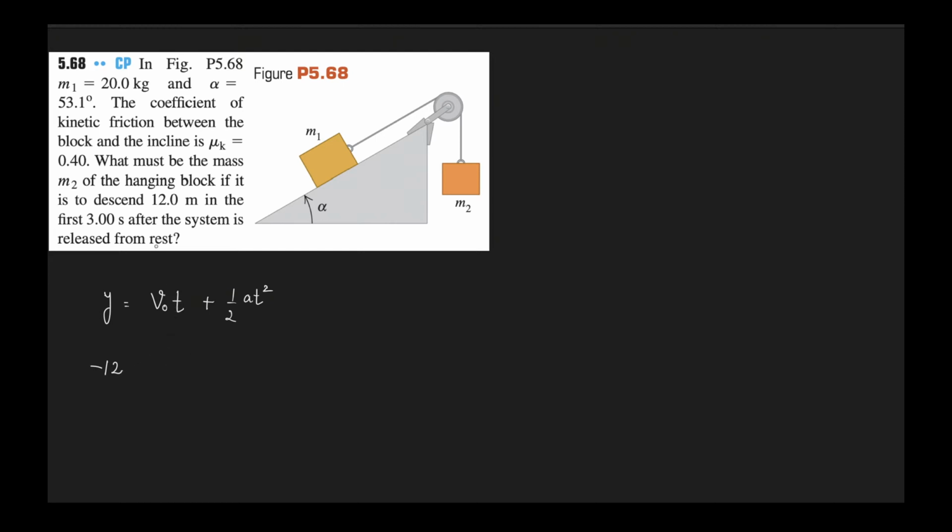It will start from rest, so initial velocity is 0, so this part is 0. Half a times 3 seconds squared, so 9. So you get acceleration negative 24 upon 9, which is 8 by 3 with the minus. What does the minus sign represent? The minus sign represents that it is downward here. Later on we will address that minus sign issue with the help of directions.